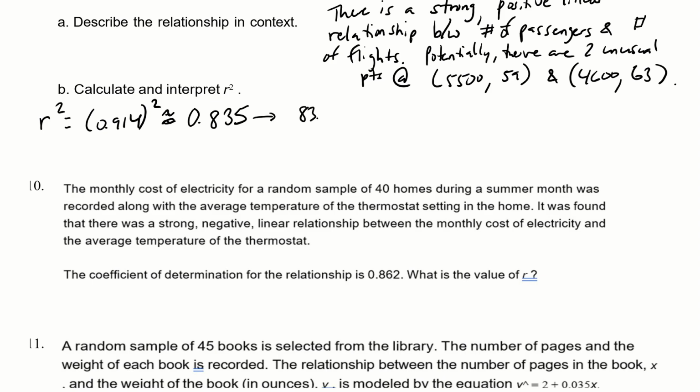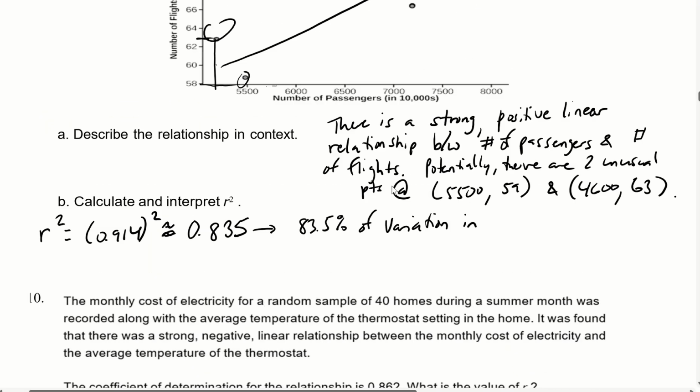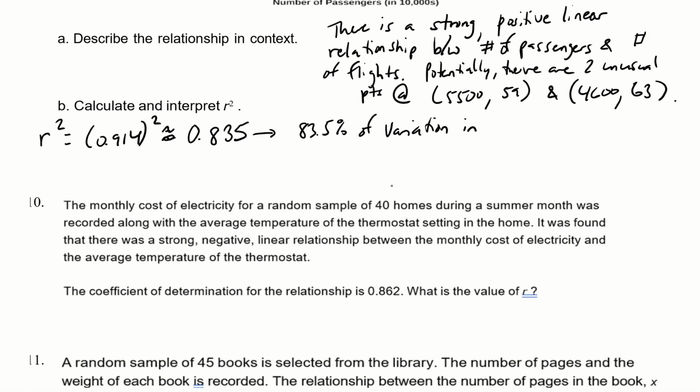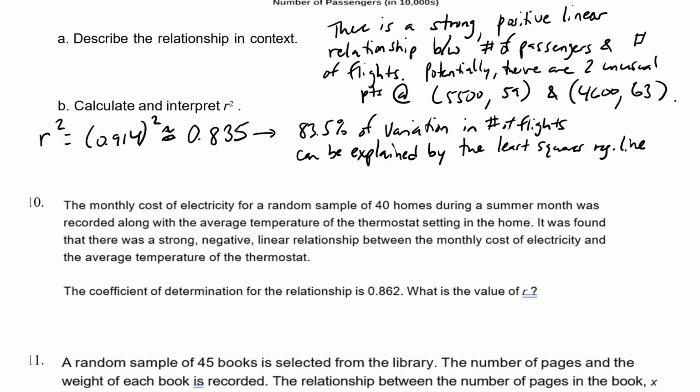Okay, so 83.5% of the variation in the y. What's the y? The y is the number of flights. Okay, and the number of flights. So 83.5% variation in the number of flights can be explained by the least squares regression line with x equals the number of passengers.